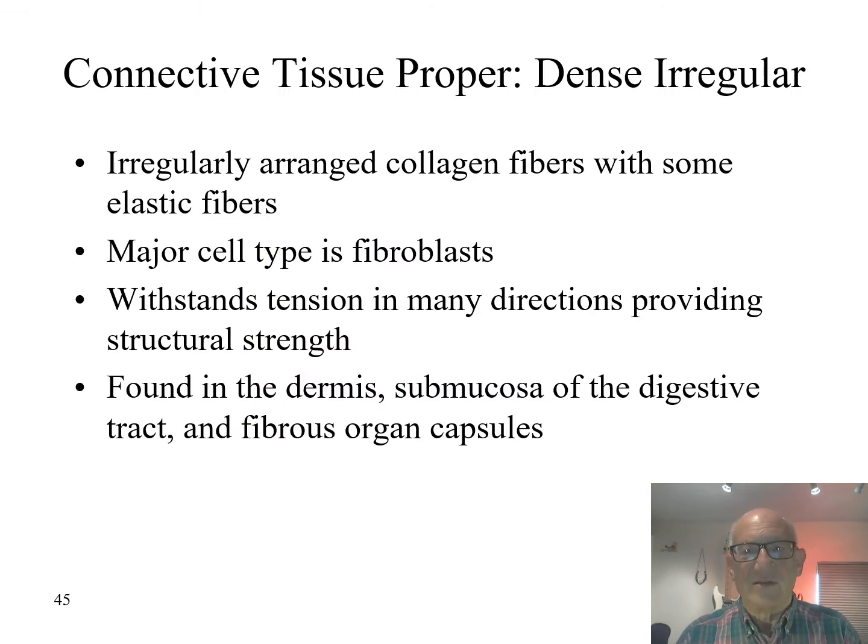Next type is dense irregular connective tissue. Irregularly arranged collagen fibers with some elastic fibers. The major cell type is the fibroblast. It withstands tension in many directions, providing structural strength. It's found in the dermis, the submucosa of the digestive tract, and fibrous organ capsules.